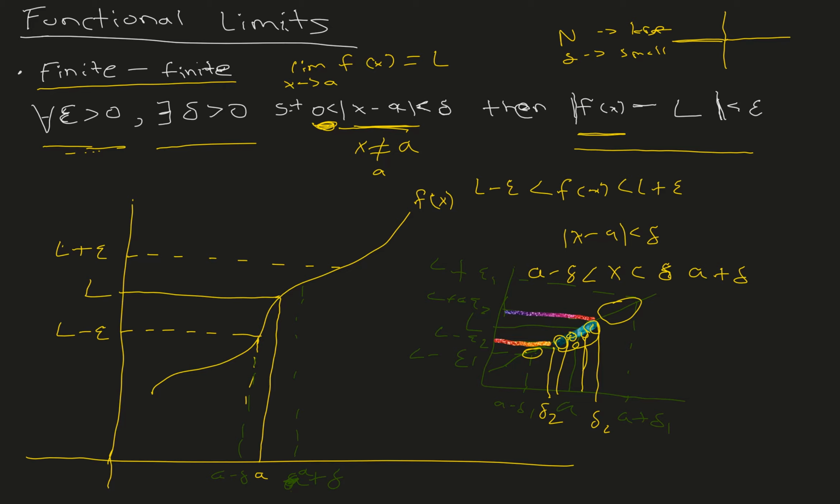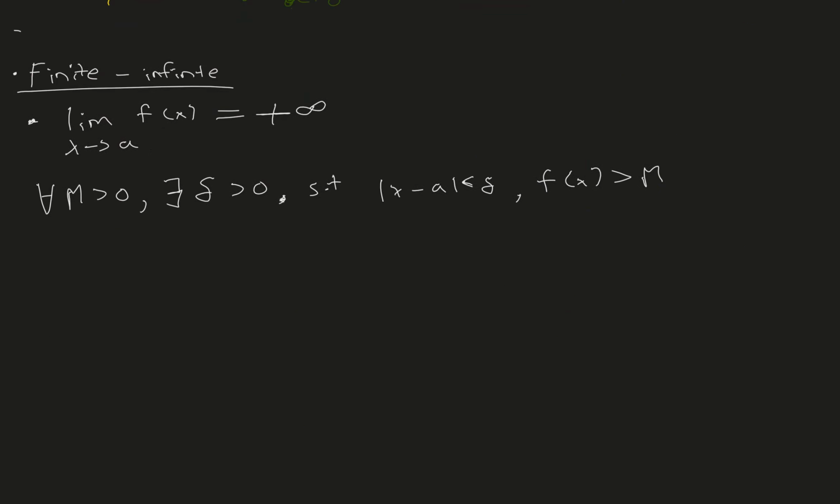But any smaller delta will also work, because it's always covering the part of the graph on the x-axis that's being covered on the y-axis. But a larger delta will not work, because it's covering part of the graph on the x-axis that is not covered on the y-axis. So I hope you guys understand the definition. Let's go ahead and take a look at the finite infinite cases.